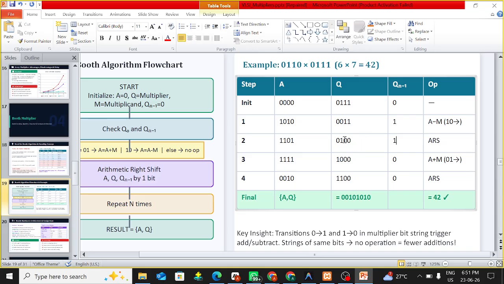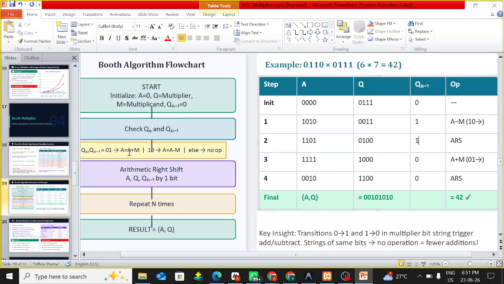Now after this, check again Q and Qn minus 1. What is your Q and Qn minus 1? Now you have 0, 1. Okay. Now 0, 1 means what operation is going to be performed? Addition. Okay. A is equal to A plus M. So if you do addition, what are you going to add? Your A plus what is your M, right? A plus M. What is your M? M is 0, 1, 1, 0.